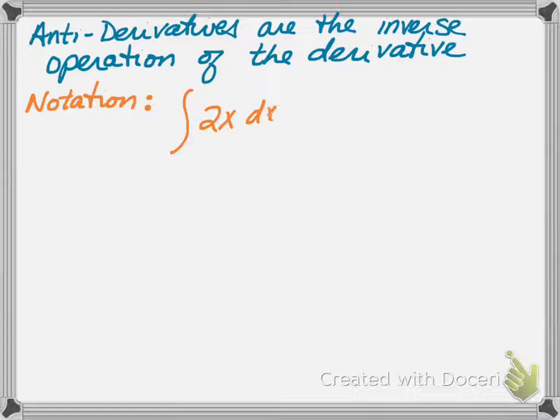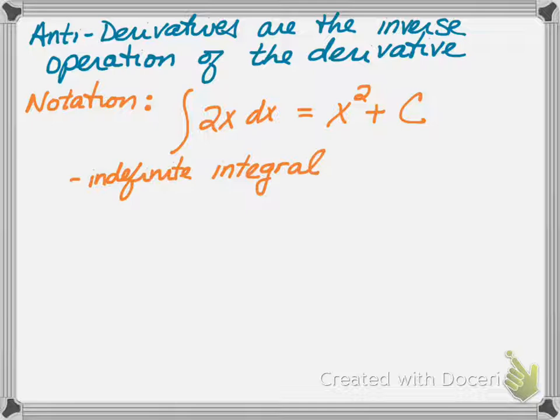The notation to find the antiderivative is a kind of long curly S, and we'll see why that notation comes in later in a future lesson. And then we have a dx at the end, and that equals x squared plus c. So the antiderivative of 2x is equal to x squared plus c, and this is also called an indefinite integral.